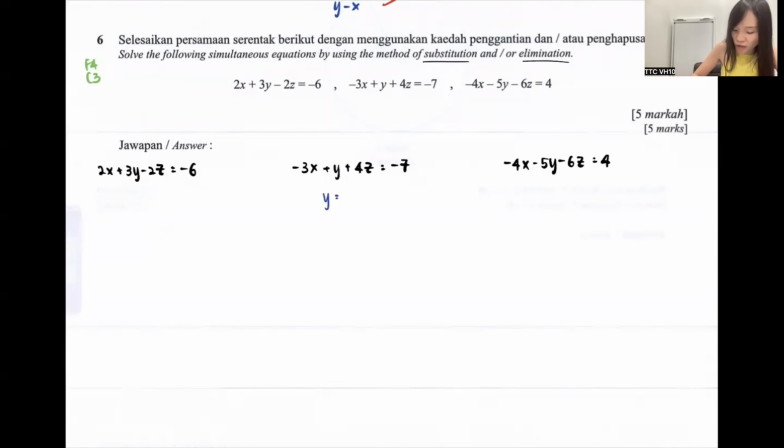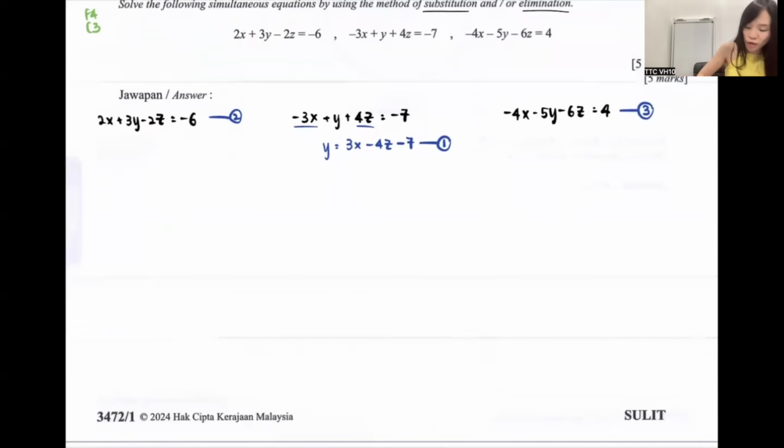So my dear, y is equivalent to what? Negative 3, move it over to the right side, becomes positive 3. Positive 4z, move it over, becomes minus 4z. And then negative 7 is still there. Okay, this is a wonderful equation 1. Equation 2 and equation 3, as long as they have no fraction, then we can call it 2 and 3. So now all we need to do is sub.